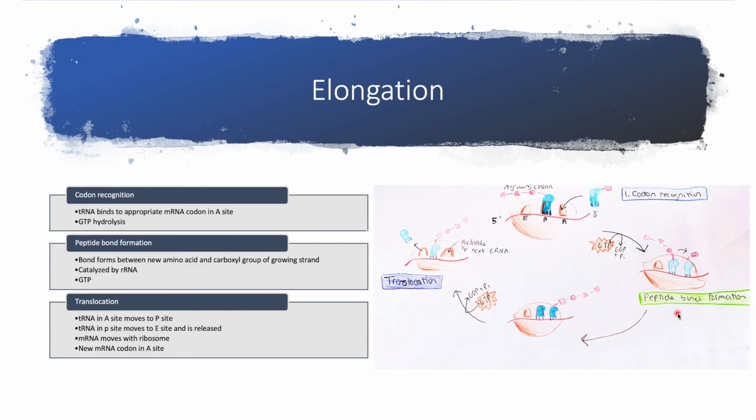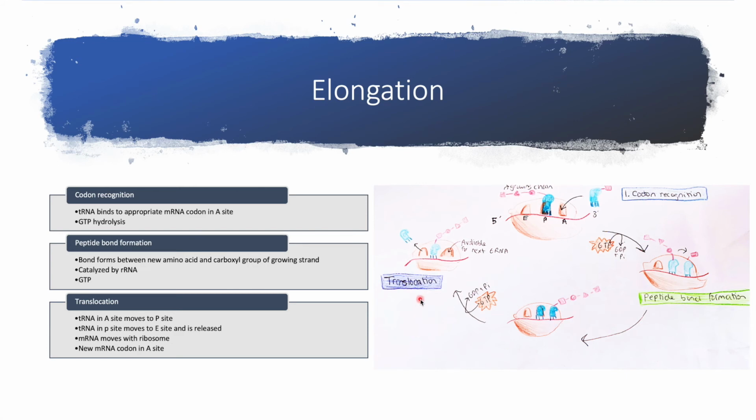The next phase is peptide bond formation. GTP is required for this step as well. The new amino acid in the A site forms a peptide bond with the carboxyl group of the growing polypeptide strand in the P site. This process is catalyzed by rRNA. Now the growing strand is held by the tRNA in the A site.